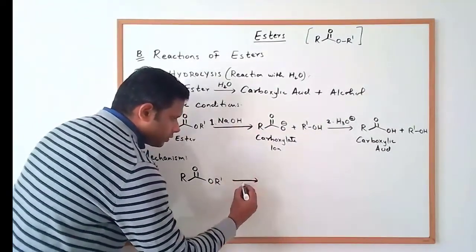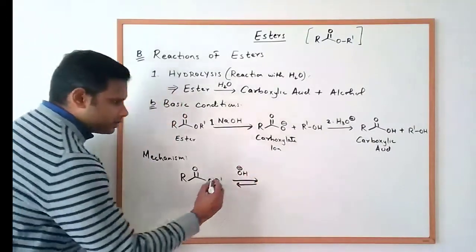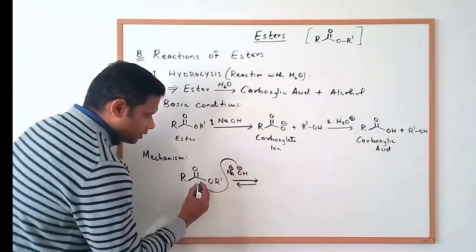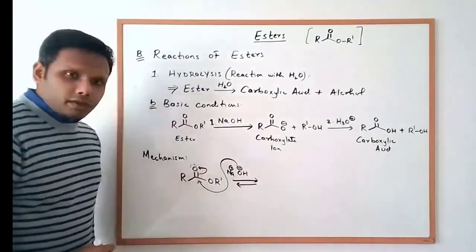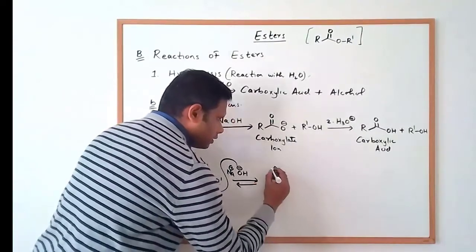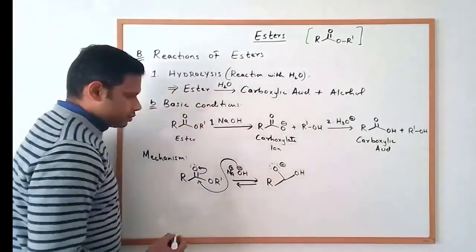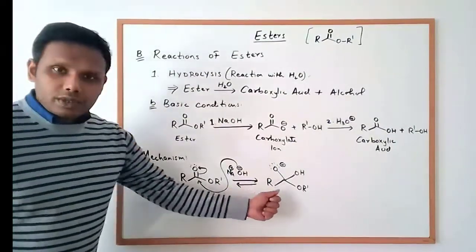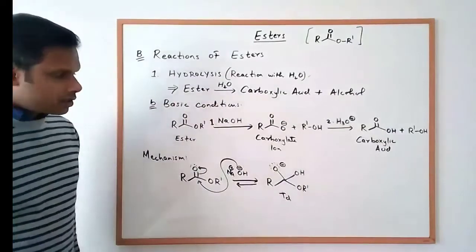The mechanism starts out by the attack of the nucleophile here, which is your hydroxide, on the acyl carbon. It attacks the acyl carbon, the double bond here is pushed up, and that would give us RC minus with a hydroxyl group to it and an OR prime. So you get the tetrahedral intermediate, okay? That's the tetrahedral intermediate.